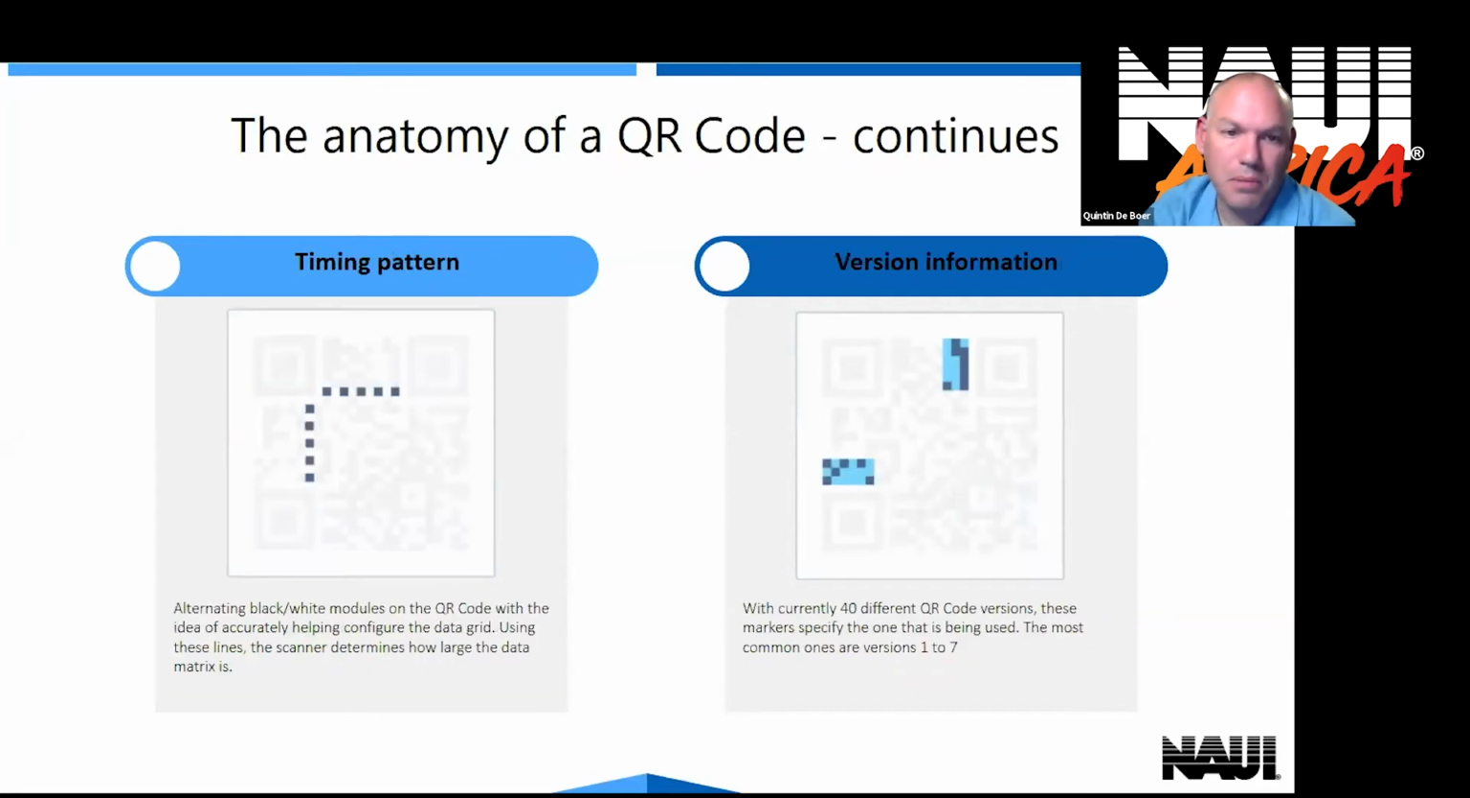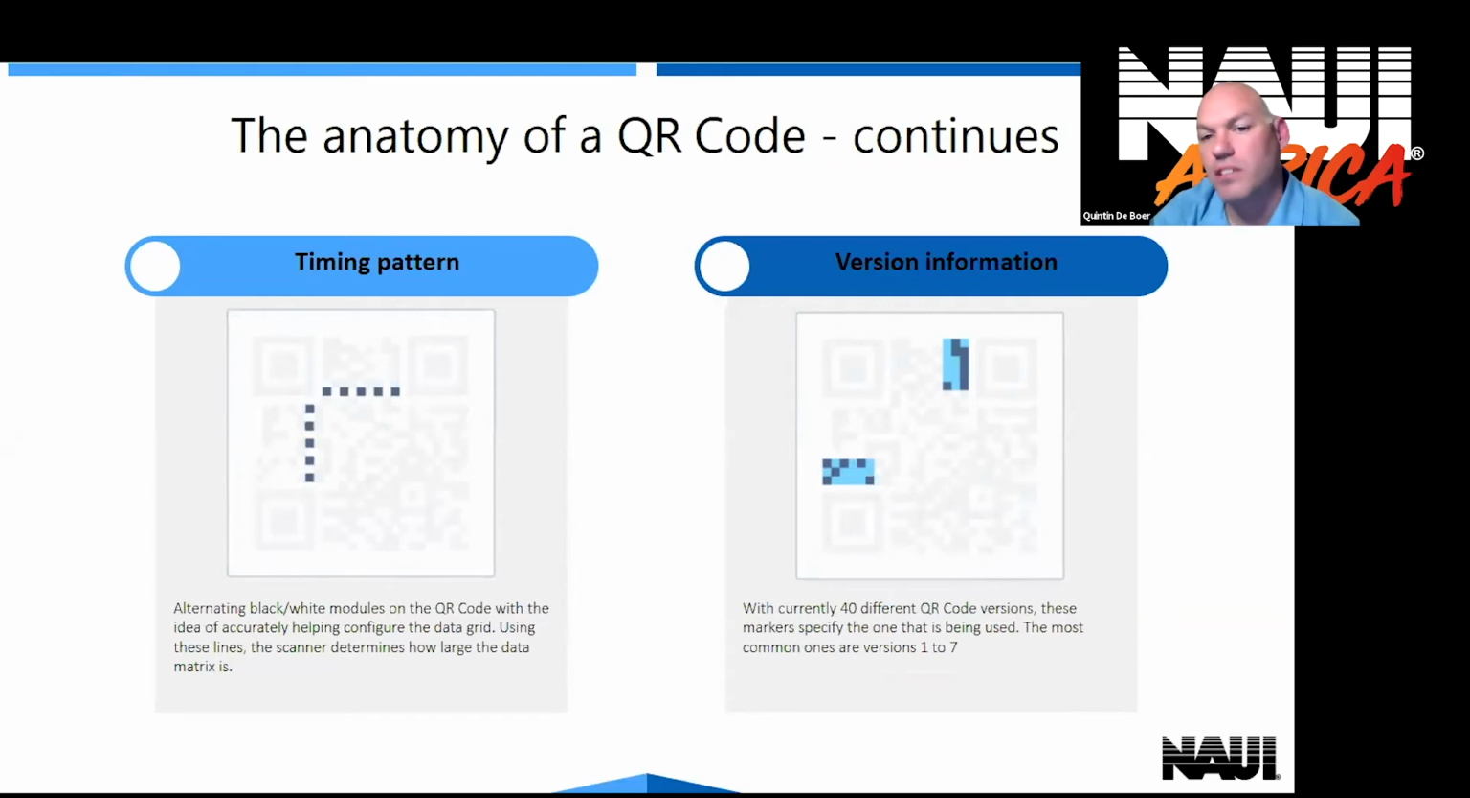The timing pattern would be the next one. The timing pattern is the alternating black and white modules on the QR code, and the idea there is to let the scanner know how big the data is that it's going to receive. So it builds the data grid, as we would say, giving the scanner an idea how big the matrix of data is that it's expecting to receive. Then you've got versioning information.